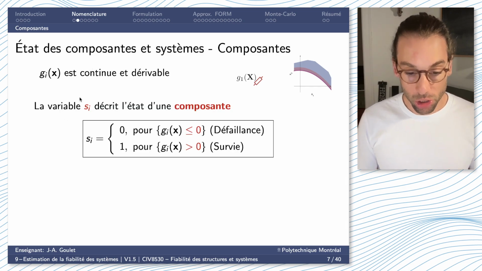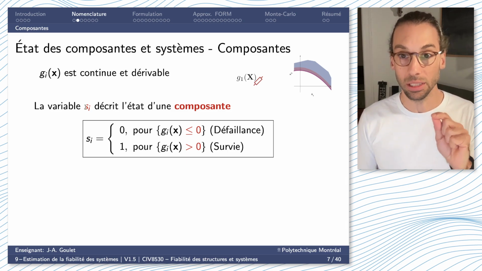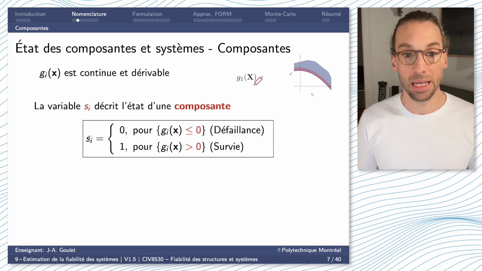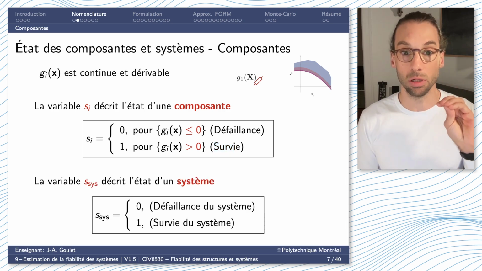So we're going to use now a variable s that describes the state of our component. If my state variable s is 0, it means I'm going to have failure, so my limit state function is less than or equal to 0. If my state variable si is equal to 1, it means that my ith limit state function is positive, meaning my component is in the survival domain. So this is for now at the component level.